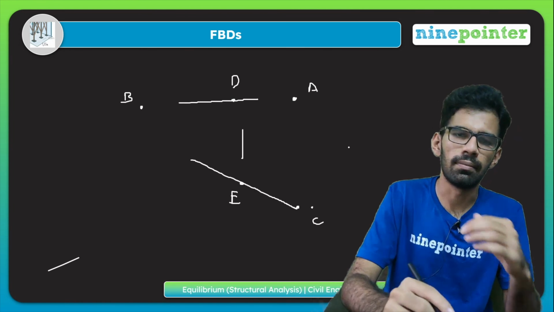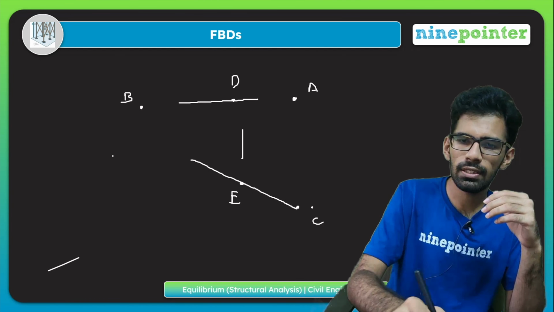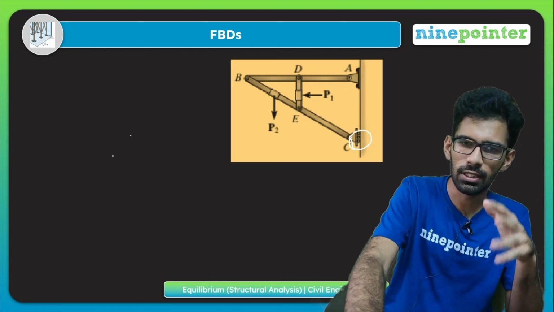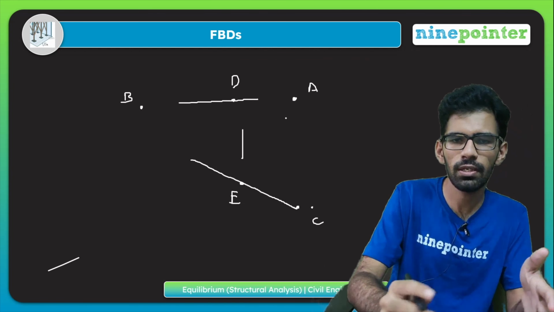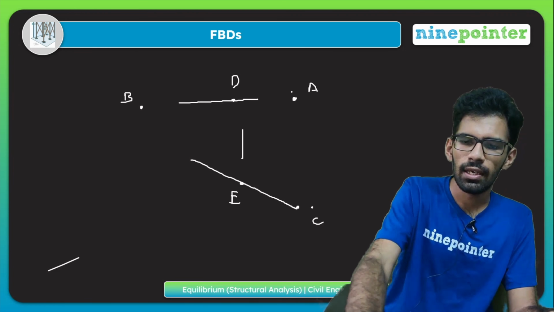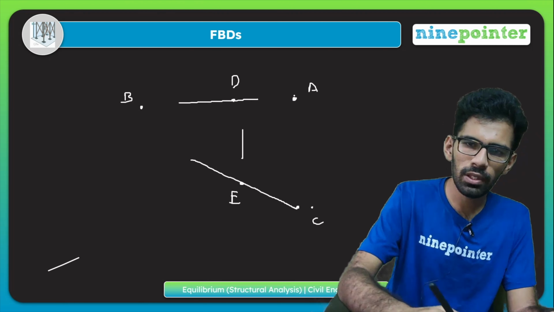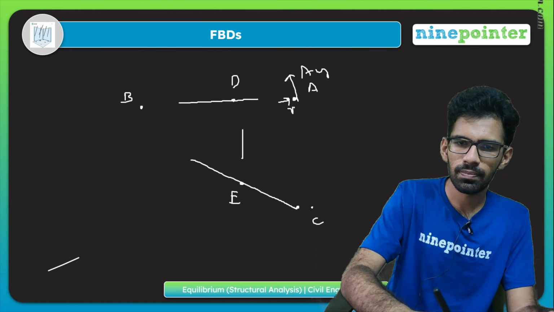Okay, so now let's try to draw the forces. So all A, B, and C are support reactions. D and E are also supports. They are joints, basically, but we can treat them as supports. If we want to draw, this A is a pin joint, right? So a pin joint will have two forces. There will be AY and AX, right?